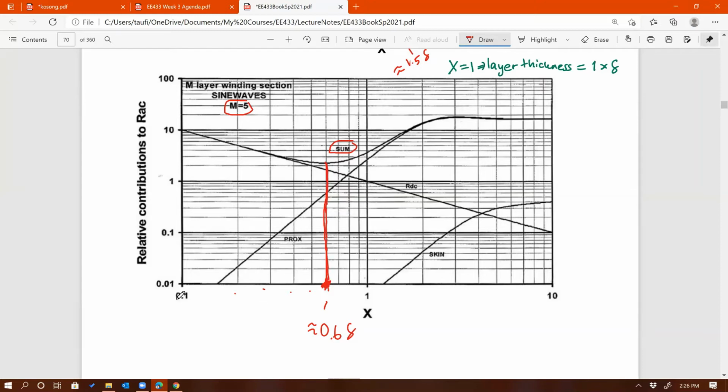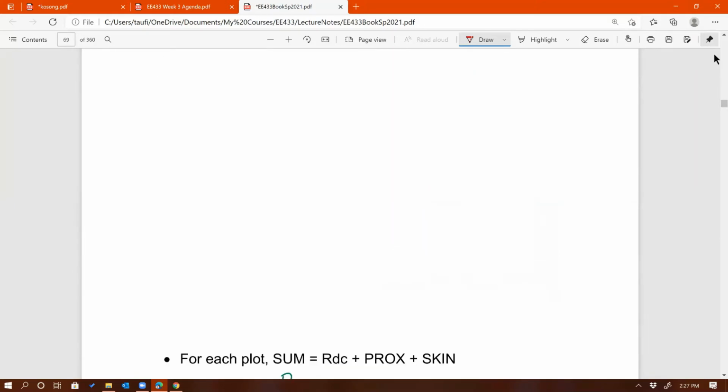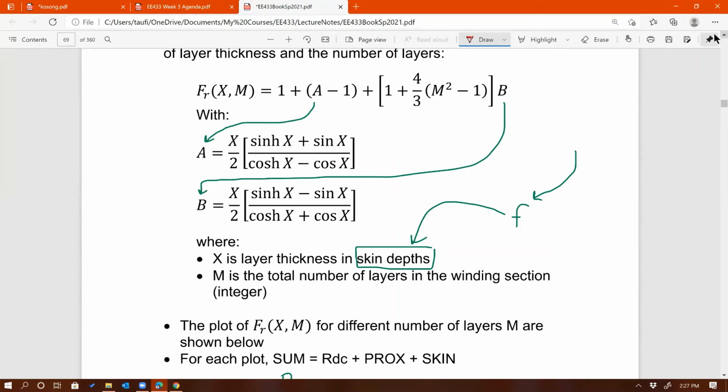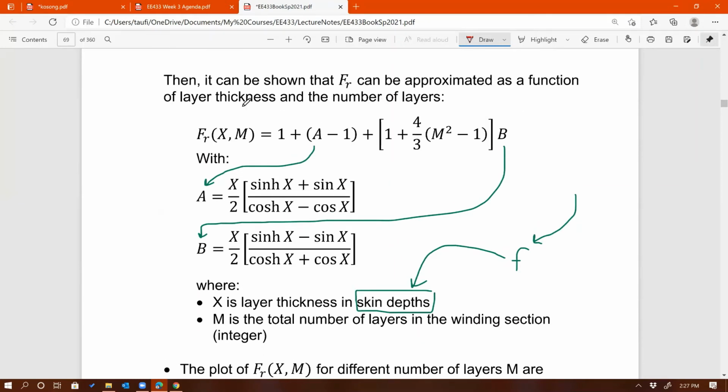So rather than having a rule of thumb, now we can use these equations to determine what layer thickness is required, or what layer thickness we should choose in order to minimize loss, right? So I think this is a better method than just the rule of thumb. Okay. So any questions? Is it clear what the purpose of this equation is and how to use it?